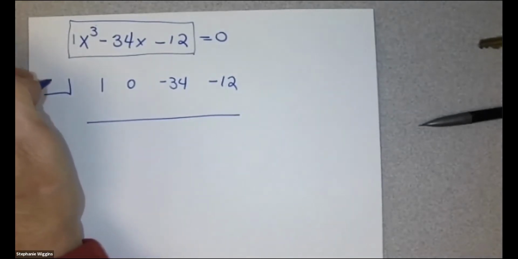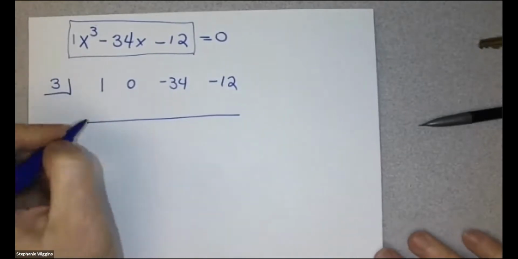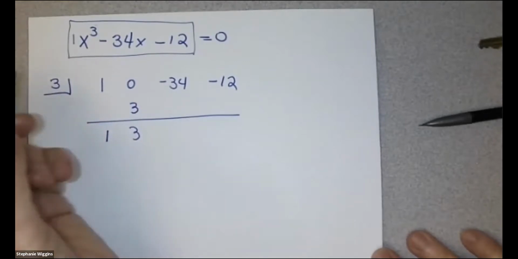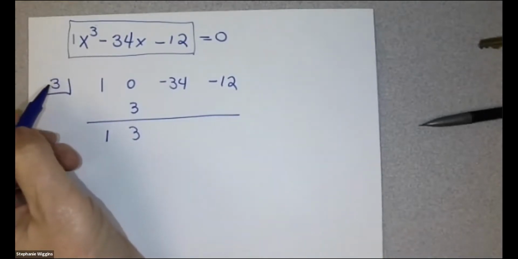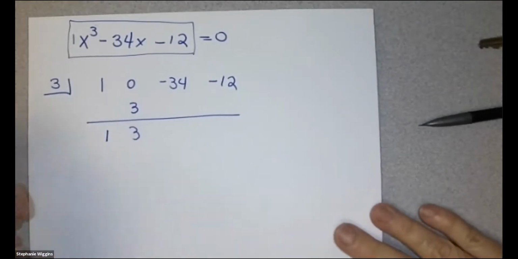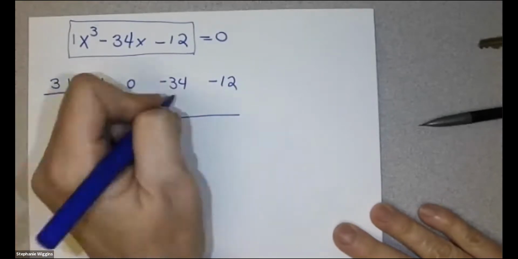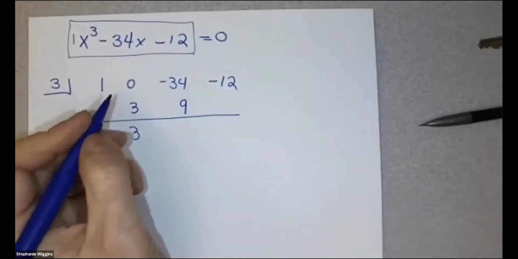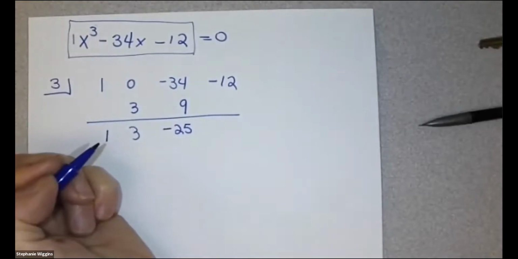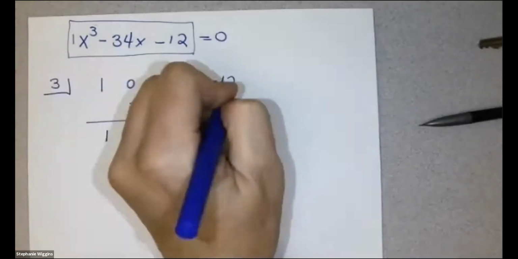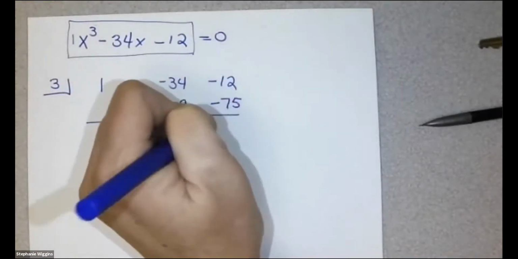If I pick, let me think, I'm going to try 3. Bring the 1 down, multiply by 3. No, that's not going to work. I think it's 12. 3 times 3 is, yeah, it's 12. It's 12 as a factor. Let's try 12. Well, let me finish this. You add these two together to get 3. 3 times 3 is 9. And then you subtract, so you get negative 25. No, yeah, 14 minus 9. And then you get 3 times negative 25 is negative 75. And you add these, so you get negative 87.